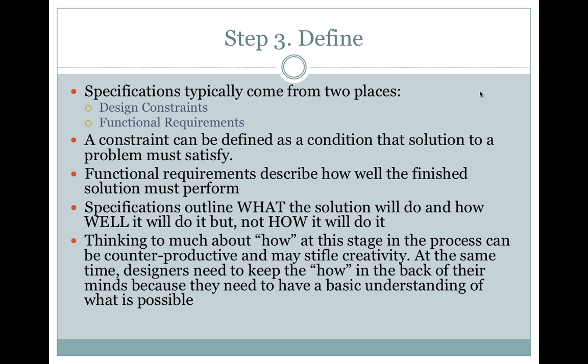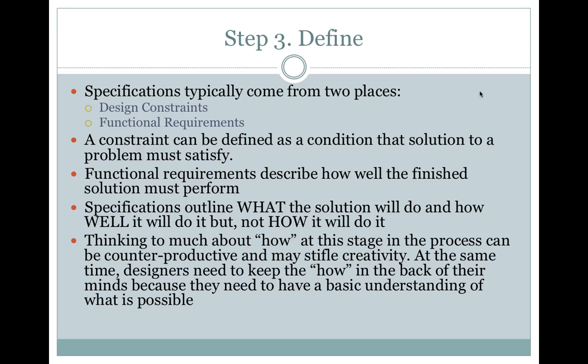Specifications typically come from two places. 1. Design constraints, and 2. Functional requirements. A constraint can be defined as a condition that a solution to a problem must satisfy. Functional requirements describe how well the finished solution must perform.